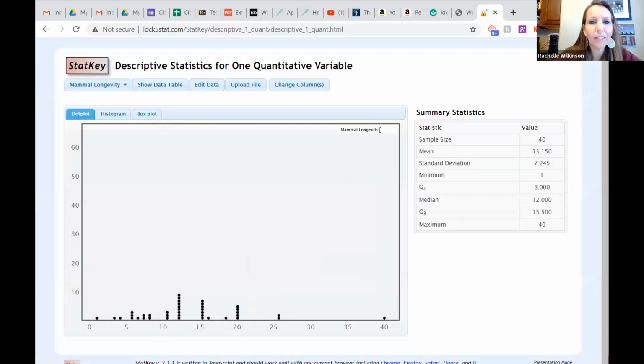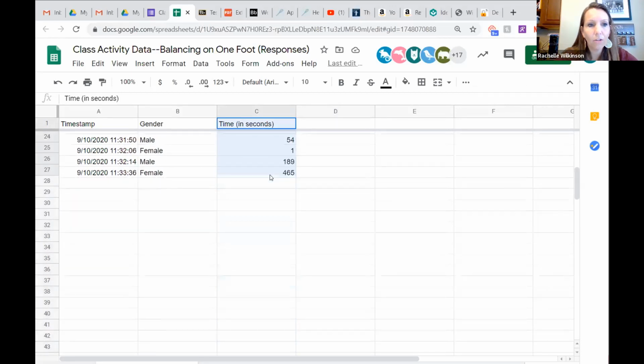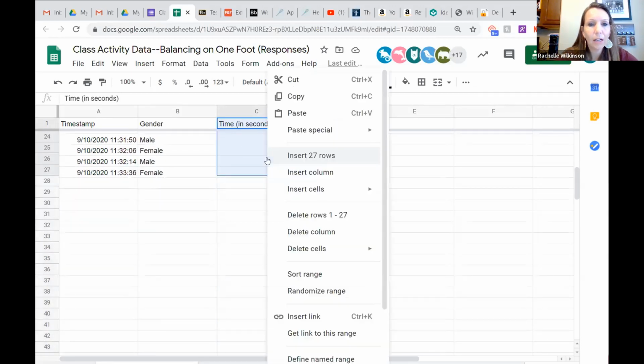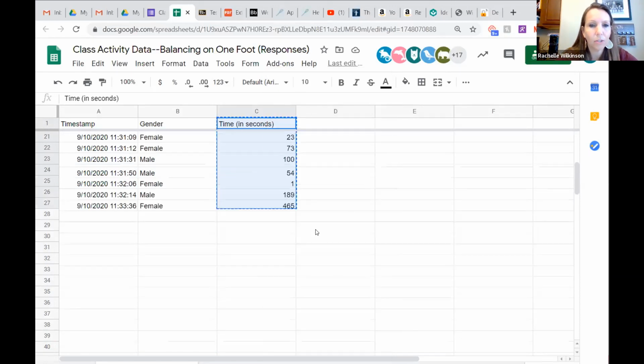Actually, before you click on Edit Data, let's go back to the spreadsheet itself. So I'm on the Google Sheet. Okay, and I am just going to highlight all the values in the time column, and then I'm going to right click and copy those, or however you copy things on your computer.